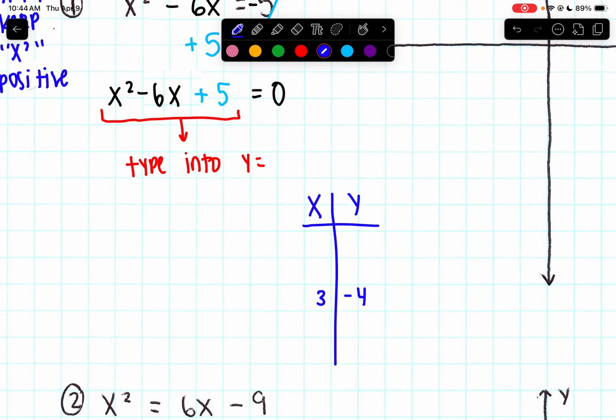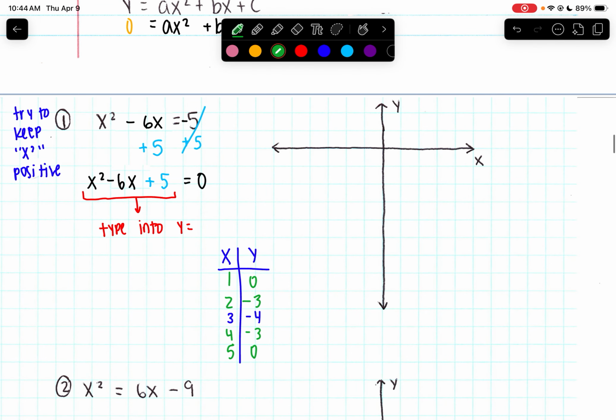So 3, -4 is my vertex point, and then my other points would be 4, -3, 5, 0. Above that would be 2, -3, and 1, 0. So I have 1, 0, 2, -3, 3, -4, 4, -3, 5, 0. Okay, go ahead and graph my quadratic, my parabola here.